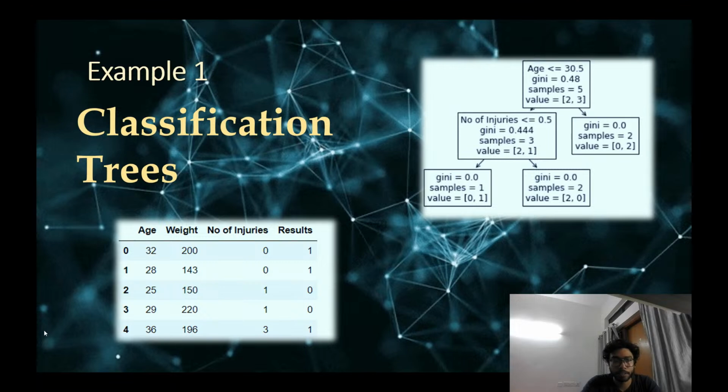Initially, you have a total of 5 samples, out of which 2 have result 0 and 3 have result 1. In this node, there are 3 samples, out of which 2 have result 0 and 1 has result 1. And then you further branch it out. If number of injuries is less than 0.5, that means number of injuries is 0. So only this one is coming into this node, right? So there are no zero values and there is one value with result 1, right?